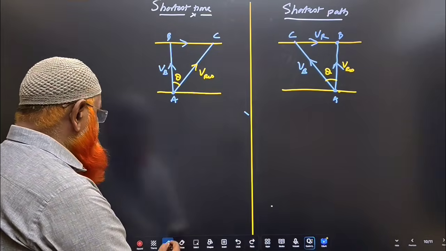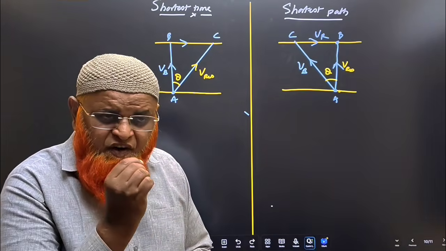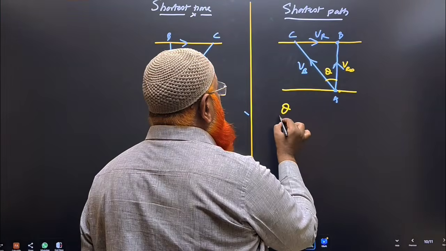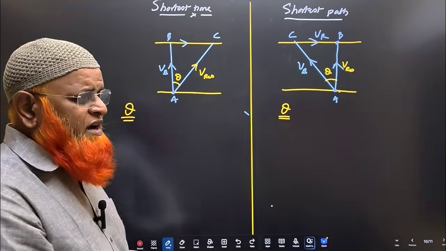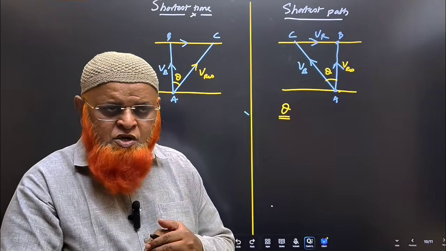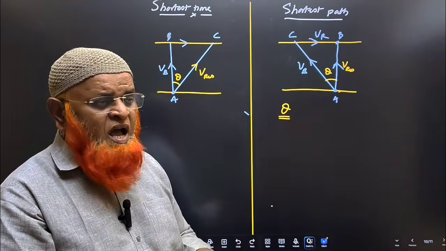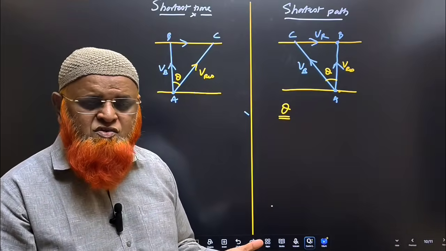When you are going to discuss shortest path and shortest time, one thing you should remember: when you want to find out the direction, my aim is to find out what is theta in this case and what is theta in this case. To find out theta, what should I do? Should I take opposite by hypotenuse, or adjacent side by hypotenuse? What should I take now?